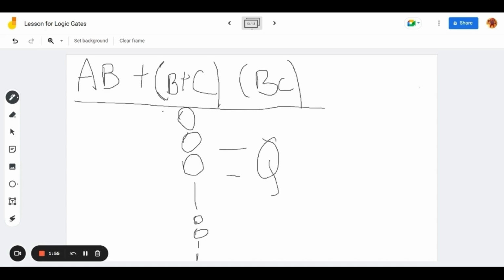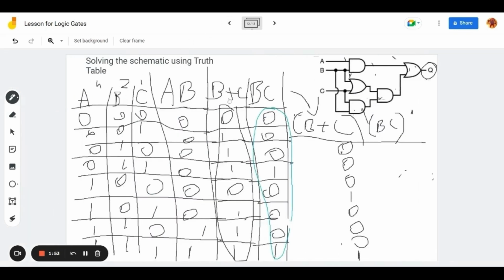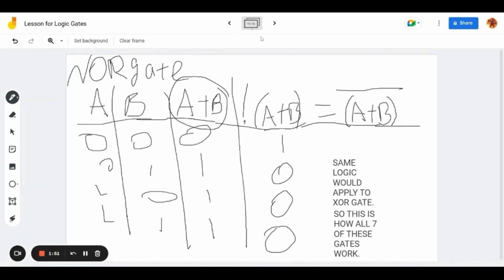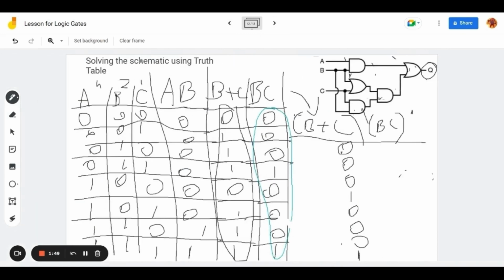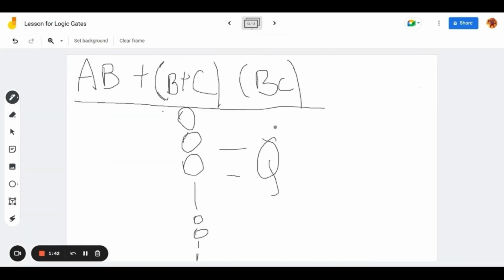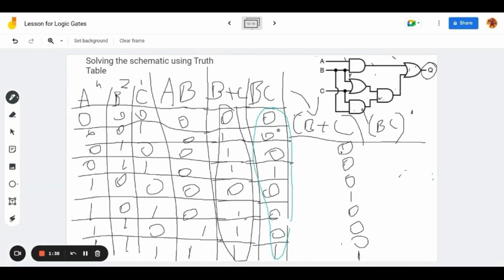And as I've said, it's 8 digits long. 1, 2, 3, 4, 5, 6, 7, 8. 8 digits long, and as I showed you earlier, 2 to the power of 3 equals 8. So we are correct. You could plug this into a calculator, and you would see this is the correct answer, as we have done the truth table correctly.